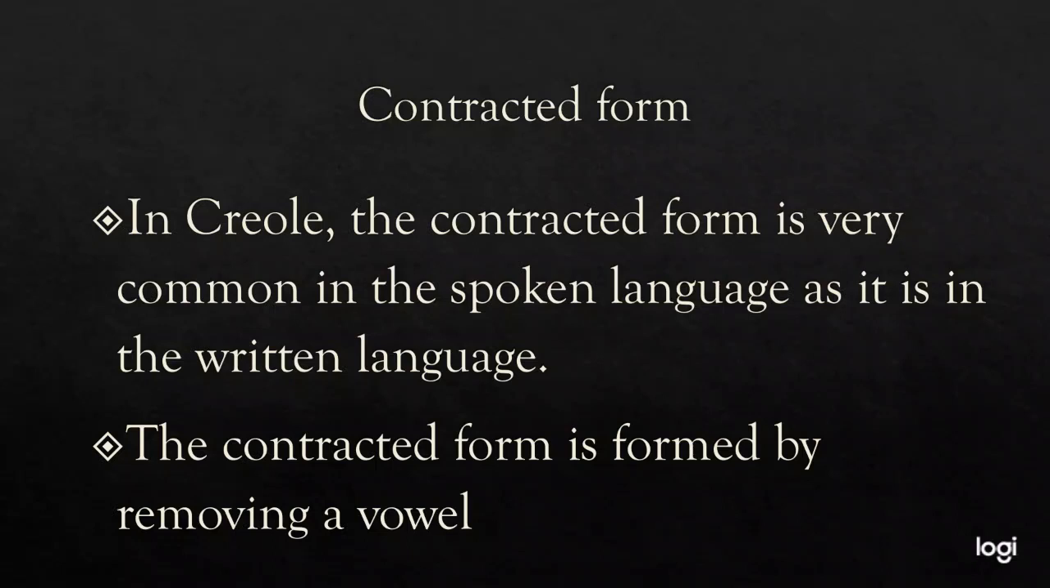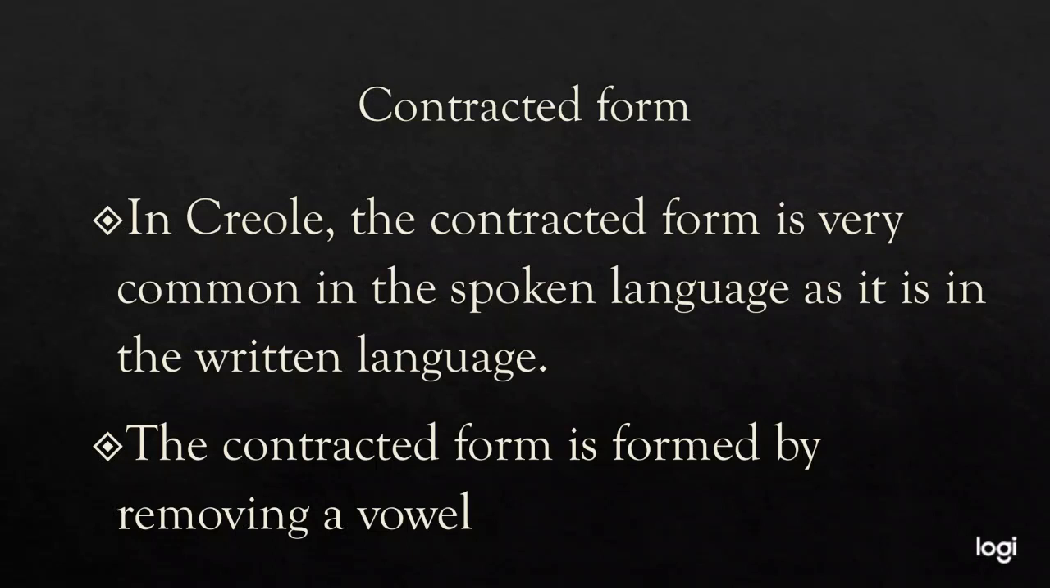We also have the contracted form. In Creole, like in English or in French, the contracted form is very common. The contracted form is needed in Creole, in the spoken language and in the written language, as we have it in English. So I want you to be aware of that.